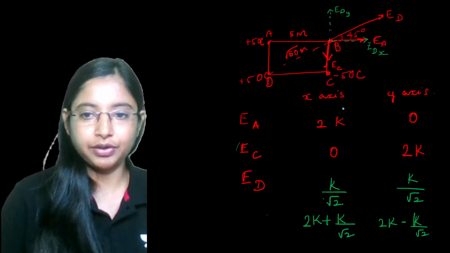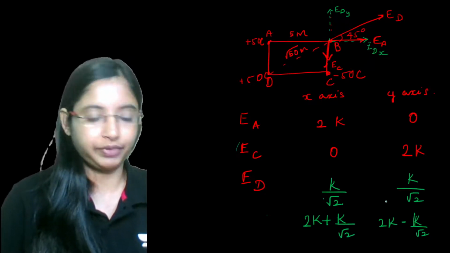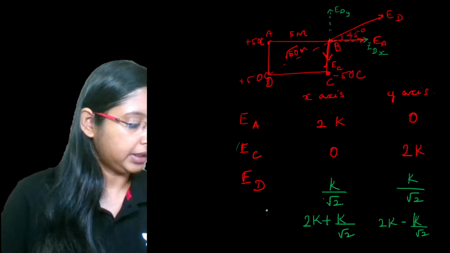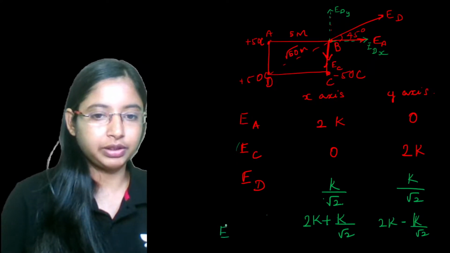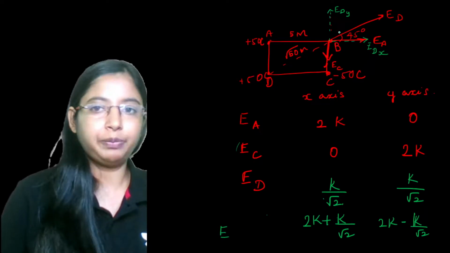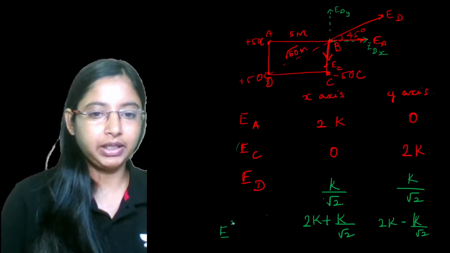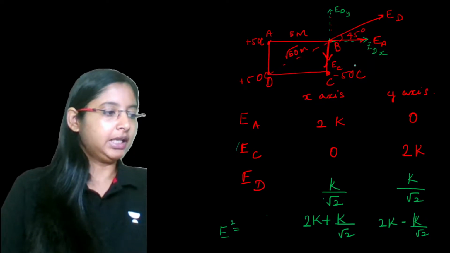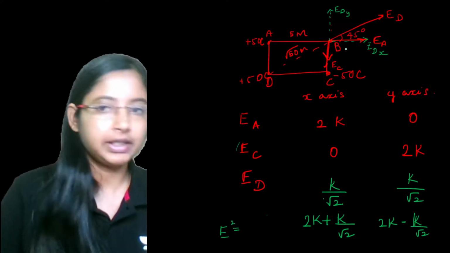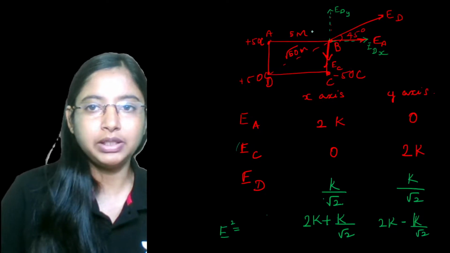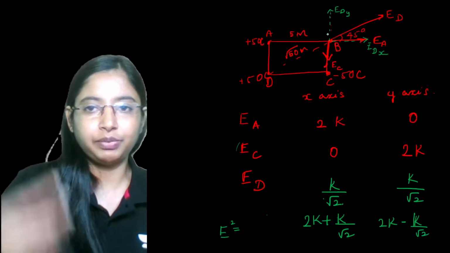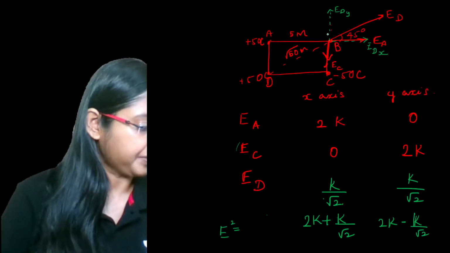So these are the x components we are adding, and these are the y components we are adding. Now if we want the resultant electric field at B, there are two components. This component is in the opposite direction, we resolved it into this side and this one. If you reverse it, it will get a negative sign.